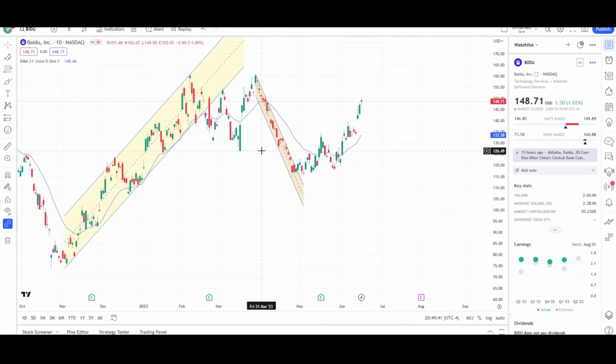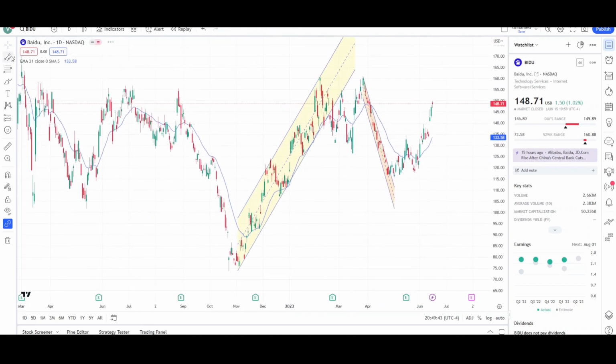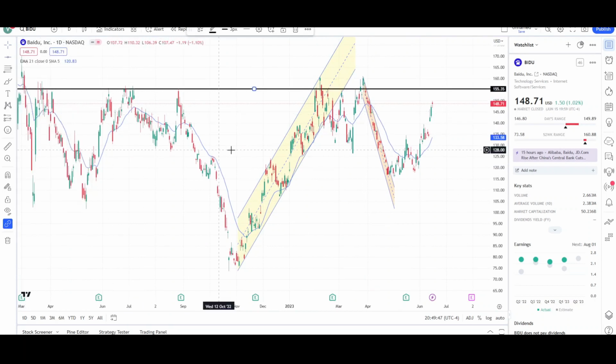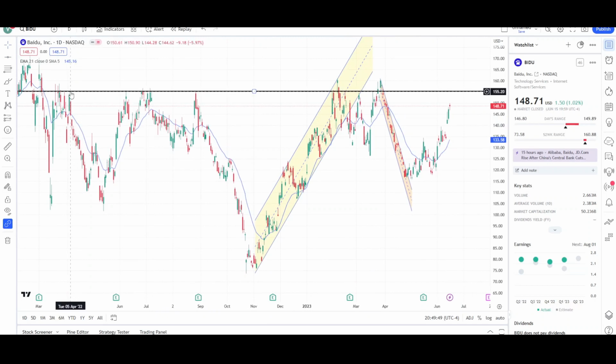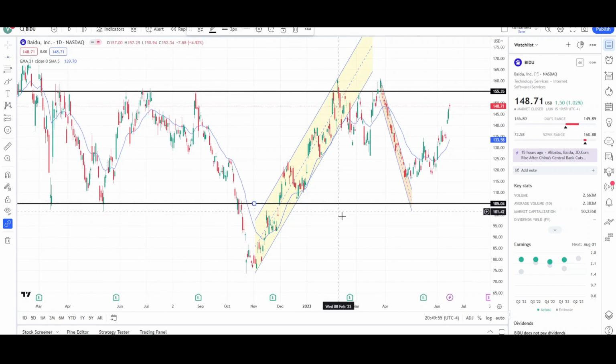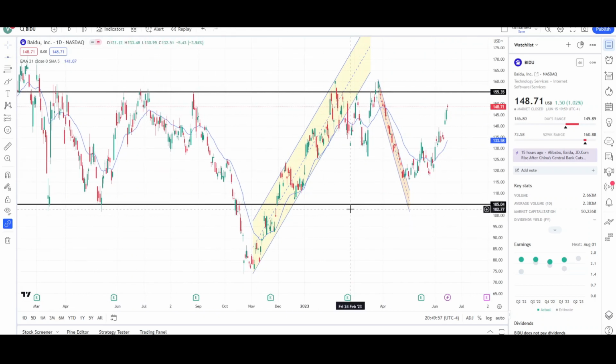Let's go and mark our key levels, because it's the most obvious level. There's an obvious resistance at the 155 level. You can see how well it's holding over the past year, more than a year. And then this double bottom right here looks like a strong support at the 105 level. So these are the key levels.